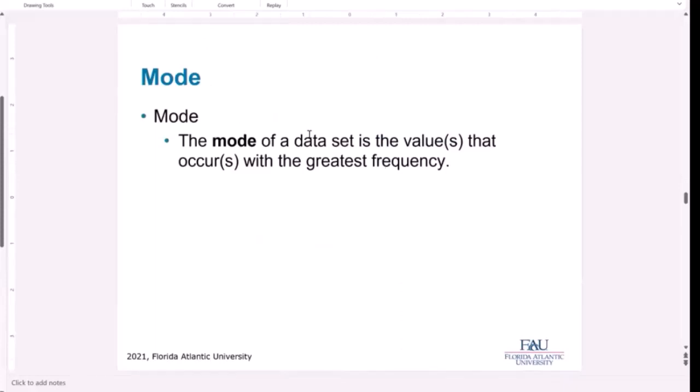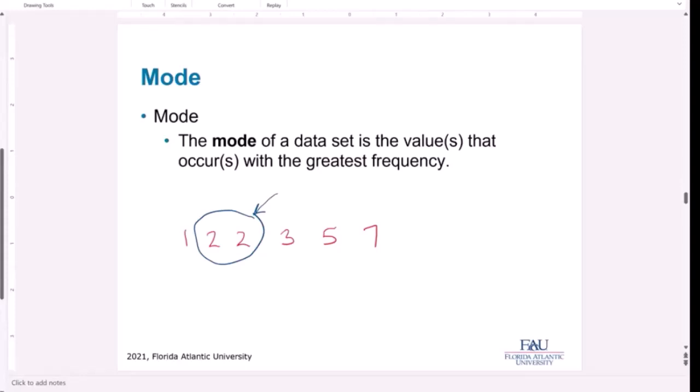Mode, again, is very simple. The mode of a data set is the value or values that occur with the greatest frequency. I have 1, 2, 2, 3, 5, 7. My mode is 2 because that's the number I have the most. All the other ones I just have one of.